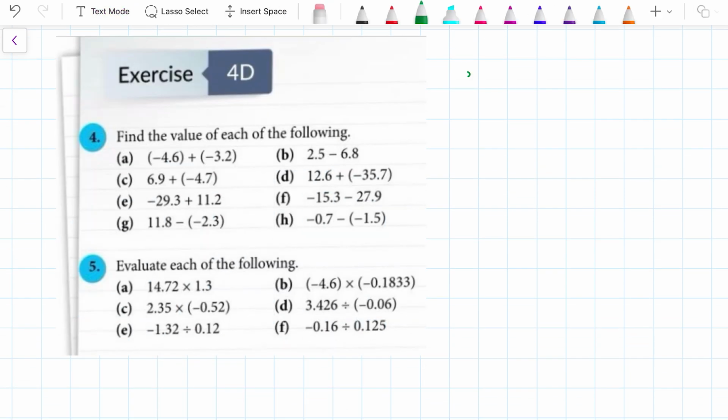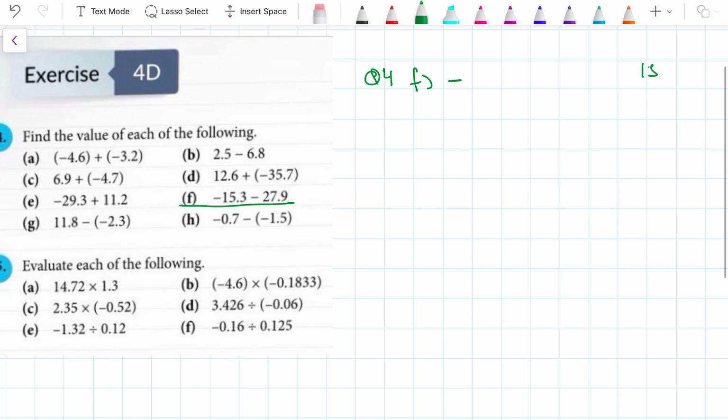Let's look at question number 4, part F. Minus means plus, but we write the sign of the bigger number. 15.3 plus 27.9. Decimal comes under the decimal. 9 plus 3 is 12. 7 plus 5, 12, 13. 2, 3, 4. So this becomes a minus 43.2.